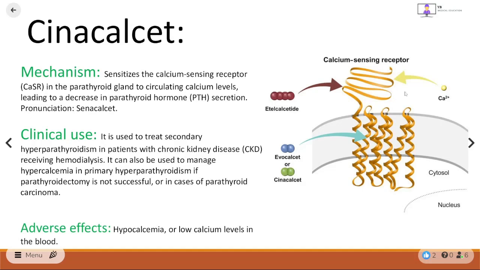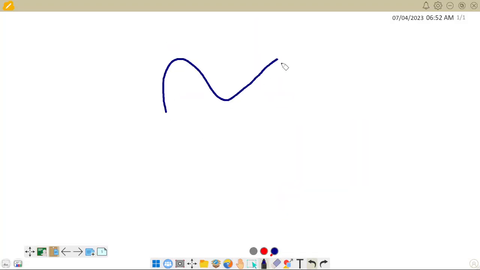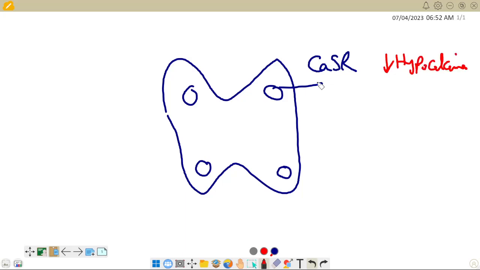Okay, it's a hard name, but it basically inhibits the calcium sensing receptor on the parathyroid gland. Let me remind you of this. So this is the thyroid gland. You have parathyroid glands, 4 parathyroid glands, and you have a calcium sensing receptor. And this senses the hypocalcemia, right? Whenever a patient has hypocalcemia, these calcium sensor receptors sense the hypocalcemia and start releasing parathyroid hormone.